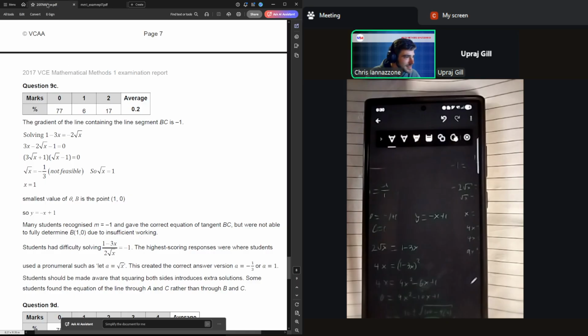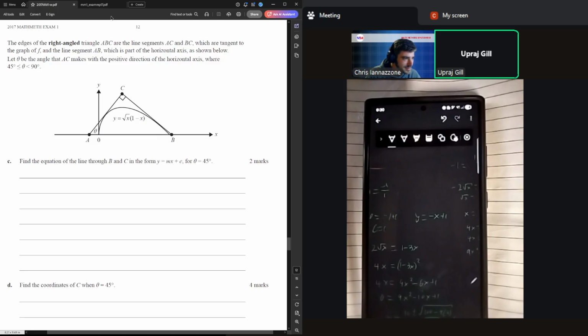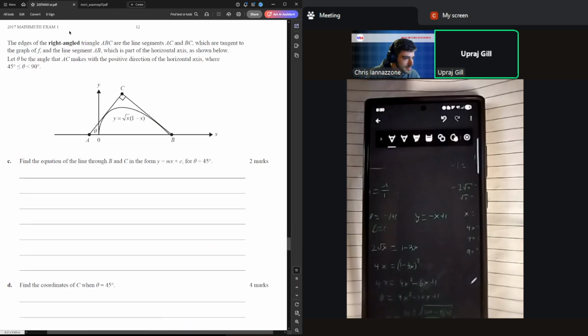Crazy. Yes, then C is also equal to 1. Wait, now that I think about it, if the gradient was negative x, it was pretty straightforward that C was going to be 1. Wait, what? Because if the gradient is 1, that means for every x value, it also goes down 1 y value.